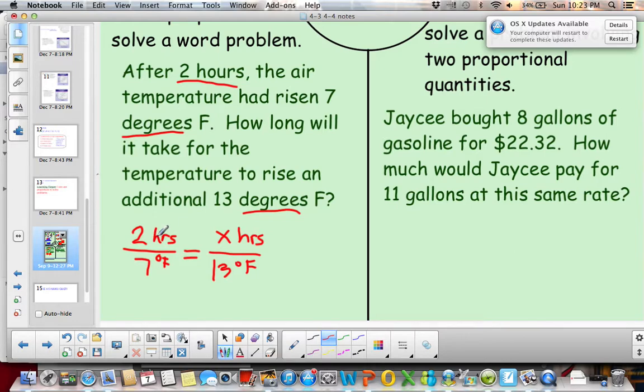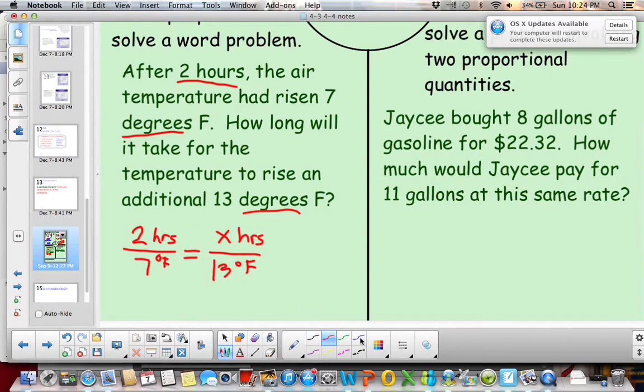Also, since I put hours on top, then hours needs to be on top on the other one. So it always has to be hours to hours, Fahrenheit, or degrees to degrees. So the same units need to be on either the numerator or denominator. If I set it up 7 over 2 and 13 over x, we would get the exact same answer. It's just really important that they match up. So across from each other are the same units.